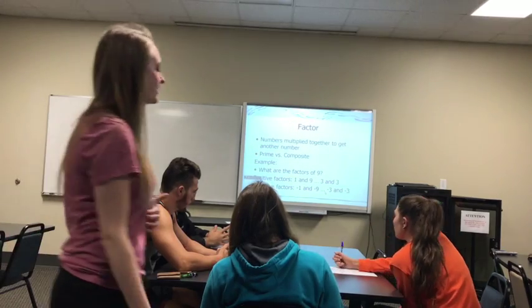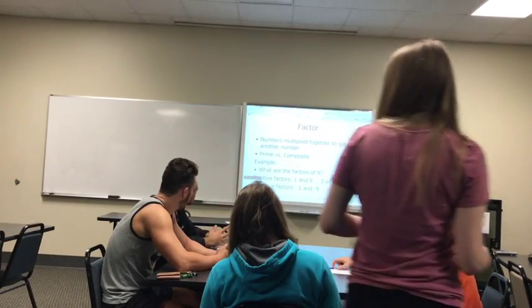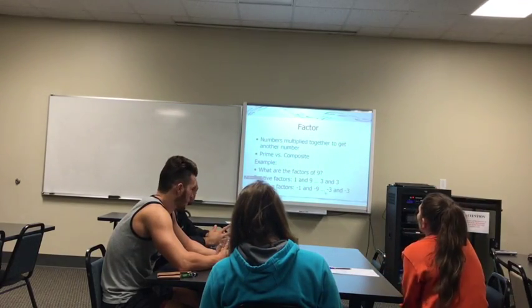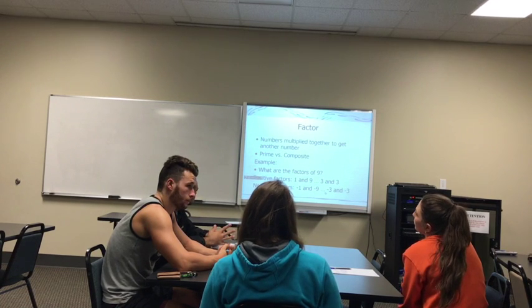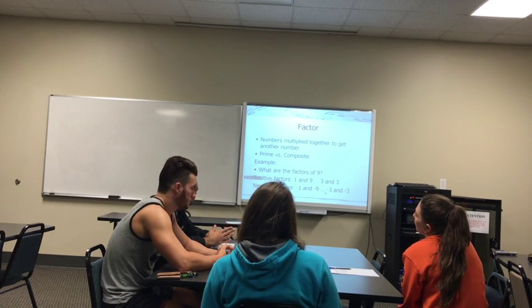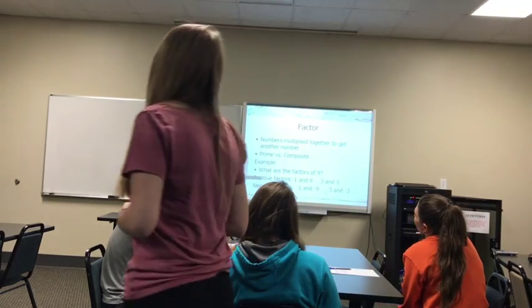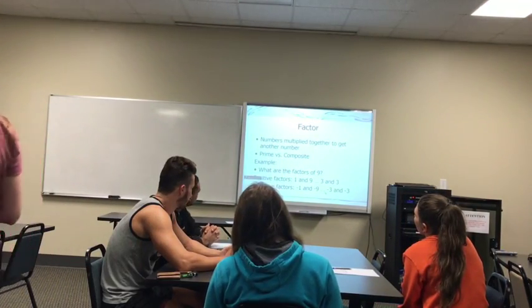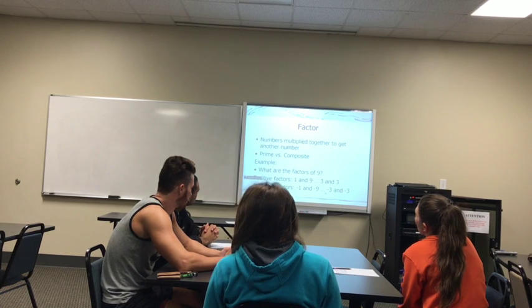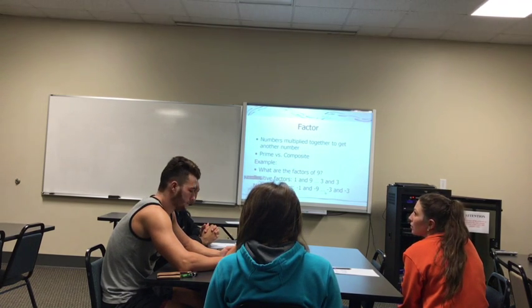A prime number, does anybody want to give me what they think a prime number is? Only has 2 factors. And those factors are? Itself and 1, right. And a composite number is what? More than 2 factors. More than 2 factors. So an example of a prime number might be 7. You can only get 7 by multiplying 1 and itself.